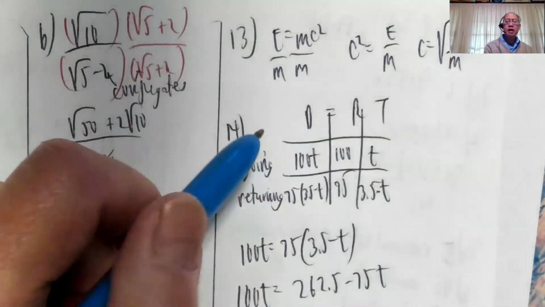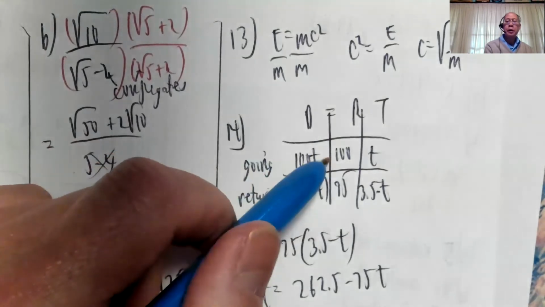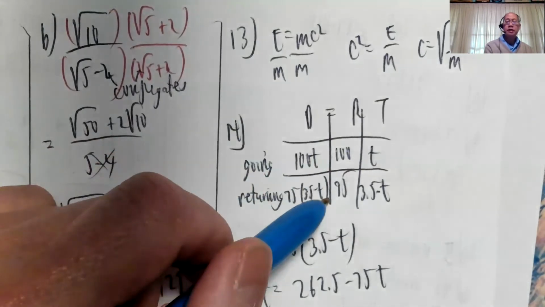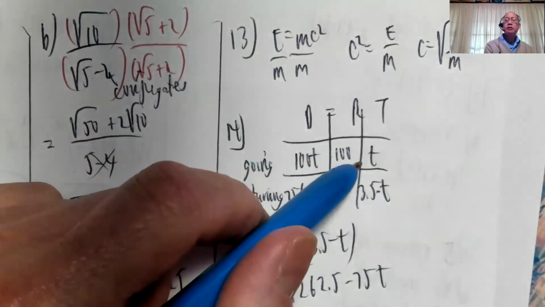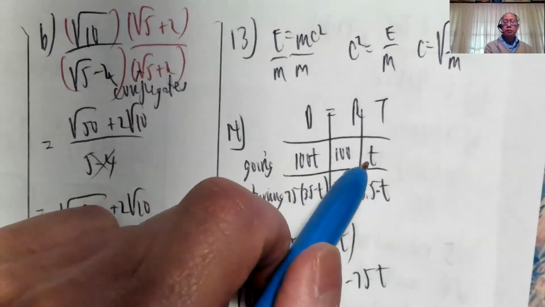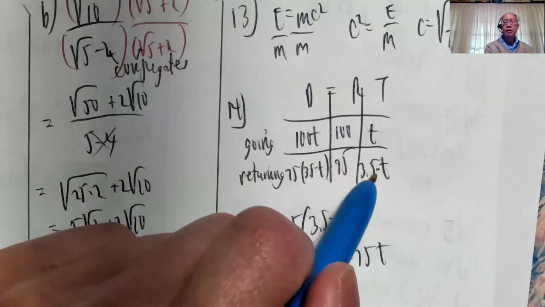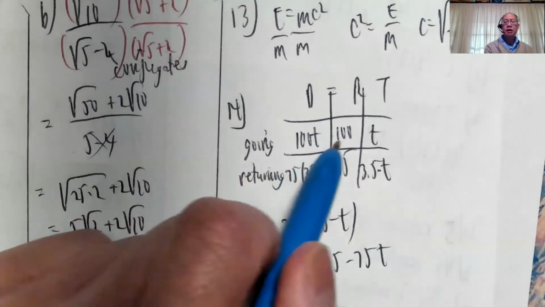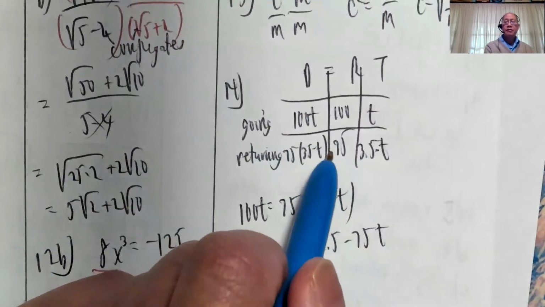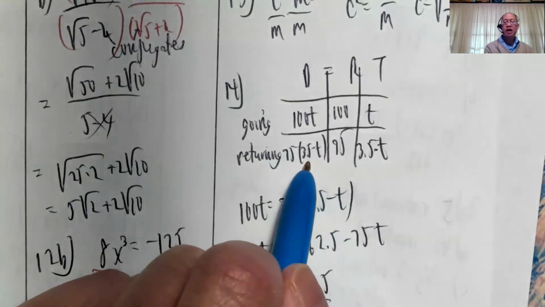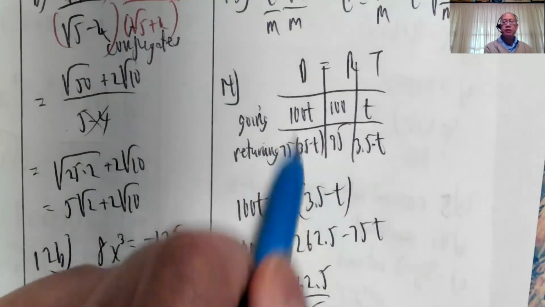14, distance equals rate times time. It's the same distance. Going is 100 kilometers per hour. Returning is 75 kilometers per hour. The grand total is 3.5 hours. So if I call this t, this has to be 3.5 minus t. Okay, since distance equals rate times time, multiply 100 t, 75 times 3.5 minus t. It's the same distance, so I said I'm equal.